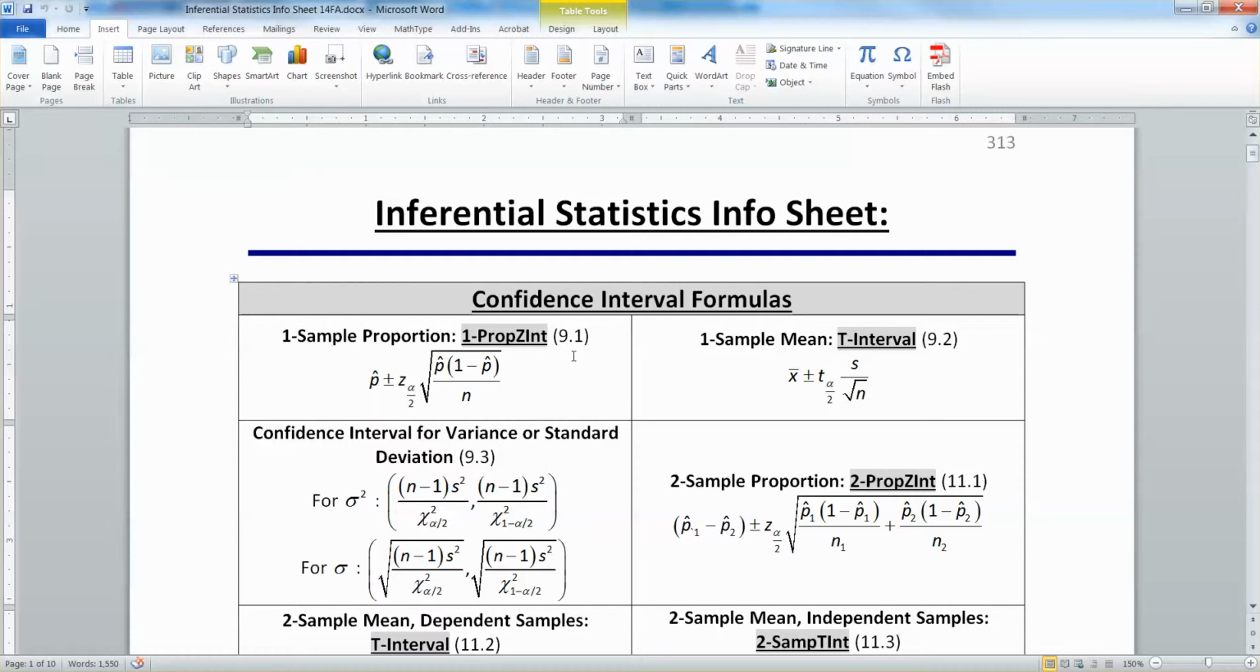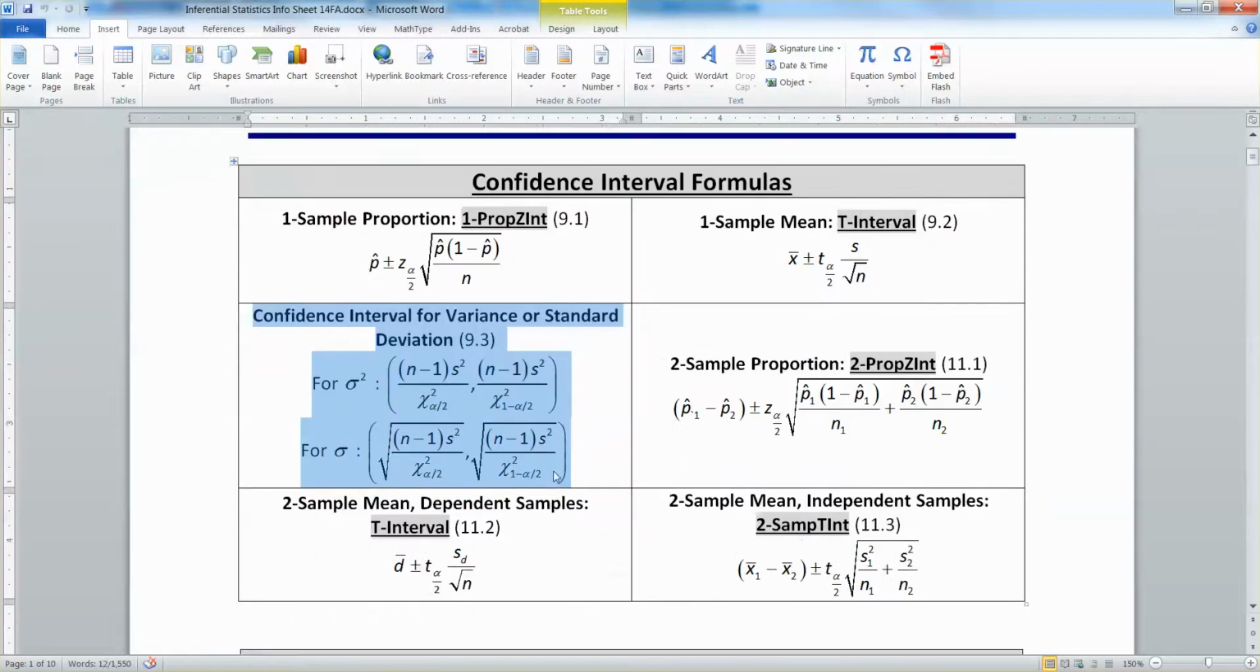P hat is x over n, somewhere on your note sheet. And then the one sample mean uses the t interval, so that's right here on your info sheet. Again, your point estimate is x bar, that's the center of your interval, and you're using the t distribution with alpha over 2. And then the other ones we learned in chapter 9 are right here.